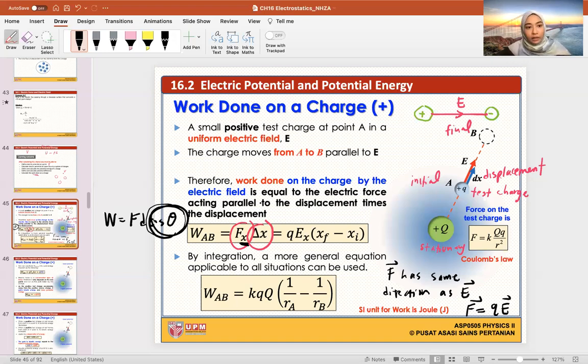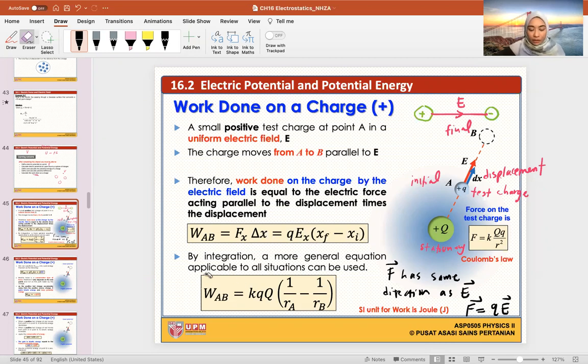We assume they are going to be parallel. So this is the limitation of this equation. Your F and your displacement should always be parallel for this equation to work. I hope that's clear. So it's the same as the regular work done, force times displacement times cosine theta, except that we have our electric force that is parallel to the displacement. Right, so this is equal to F, and we know F is equal to QE. So I'm just substituting that: W equals QE_x times delta x, where your displacement is just x final minus x initial.